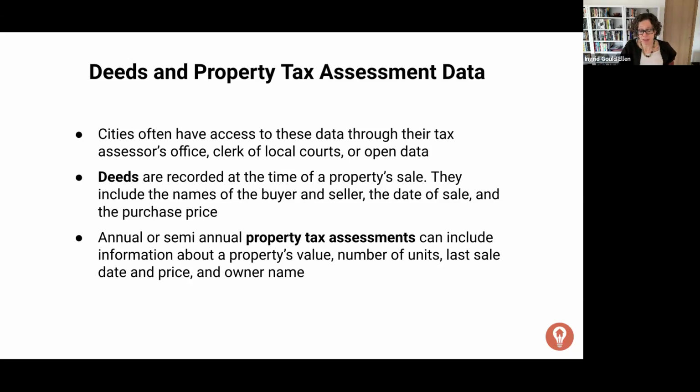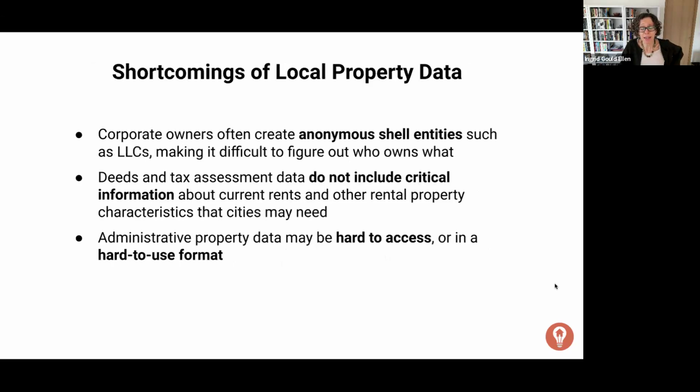But the shortcomings of these data, if you can go to the next slide, is that first of all, it's not easy to just identify which properties are rental from these sources, especially smaller buildings, which often transition from rental to ownership. In addition, it's difficult to identify who ultimately owns the properties, because corporate owners often use LLCs that make it very difficult to pierce the veil to figure out who actually owns which properties.